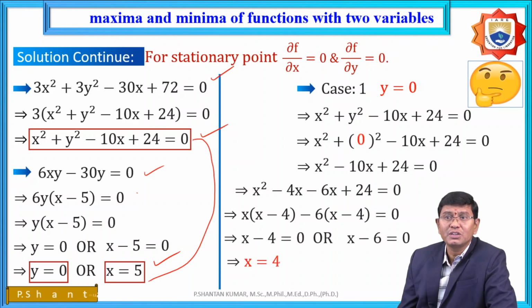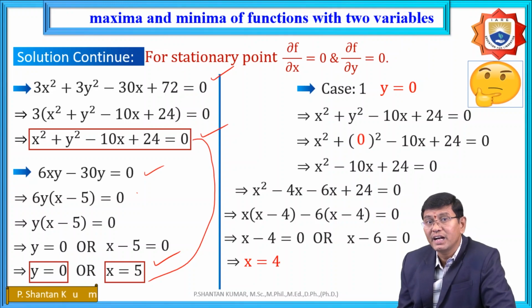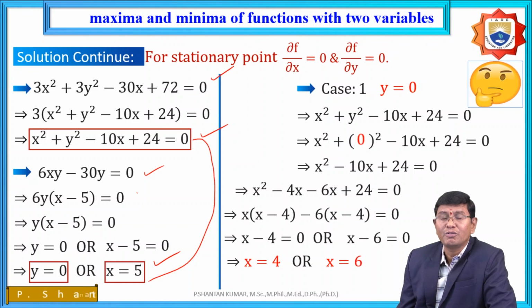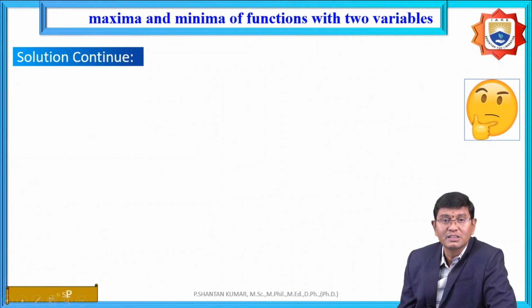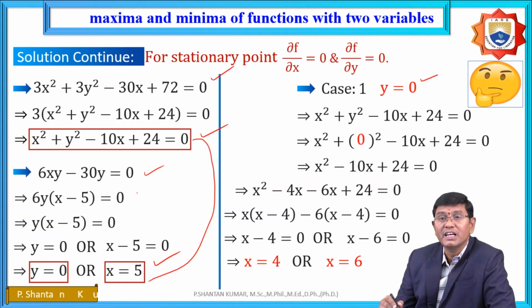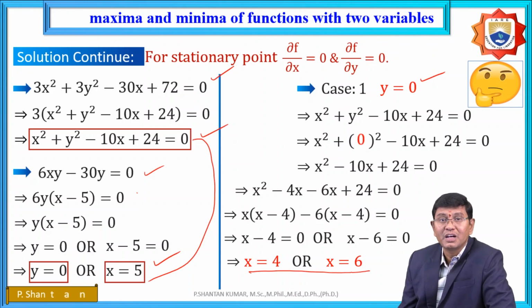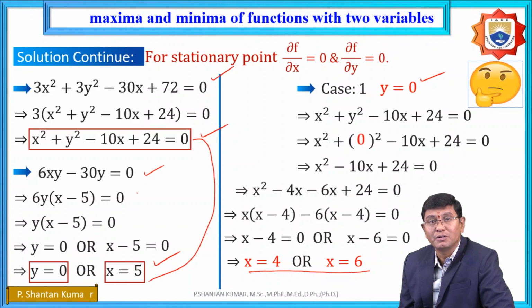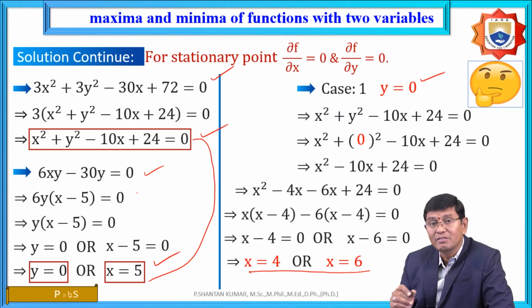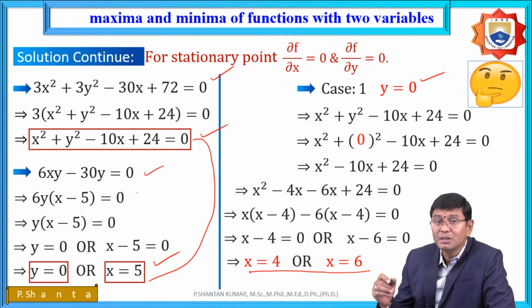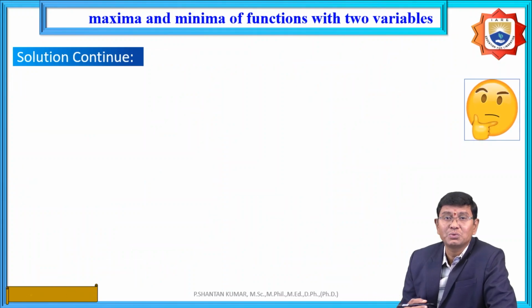The conclusion for case 1, y equal to 0: the stationary points are (4, 0) and (6, 0). Along this case 1, y is equal to 0 and x is equal to 4 and 6. That means one combination is (4, 0) and the second combination is (6, 0). These are two stationary points, and similarly we need to calculate case 2 also.